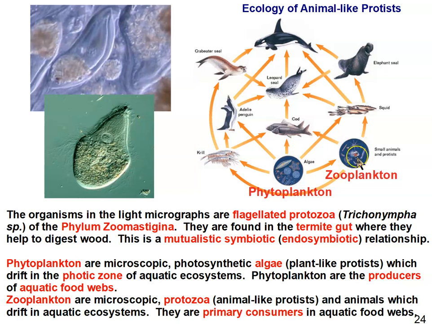Then protozoa, along with multicellular animals, make up zooplankton, which are primary consumers within the aquatic food web, and they serve as food. So the algae serve as food, and zooplankton, which are largely made up of protozoa, also serve as food at the very base of the aquatic food web. So they're a very important constituent or component of the aquatic food webs.